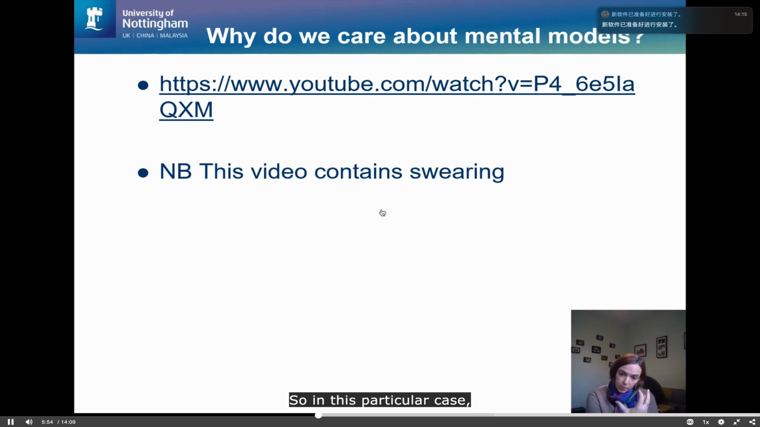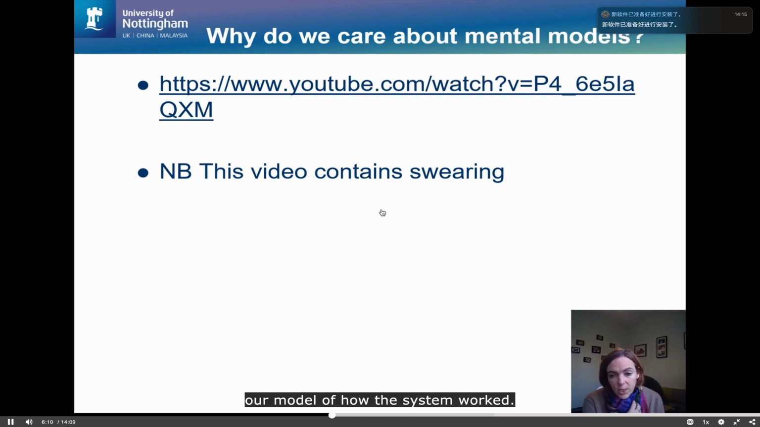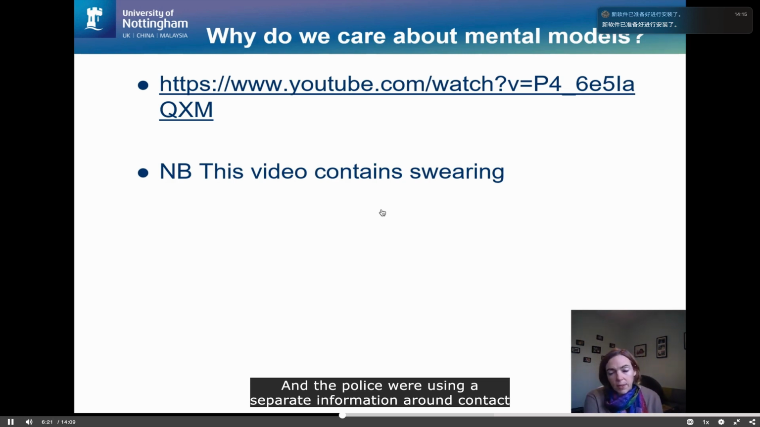So in this particular case, there were 2 elements that we needed to understand. We needed to understand how the technology on our app worked, whether it used Bluetooth or global positioning, whether it was recording our data somewhere. All of those things played into our model of how the system worked. But we also had an inappropriate mental model of what the police were going to be doing, and the police were using the separate information around contact tracing in order to actually enforce the regulations around isolation.